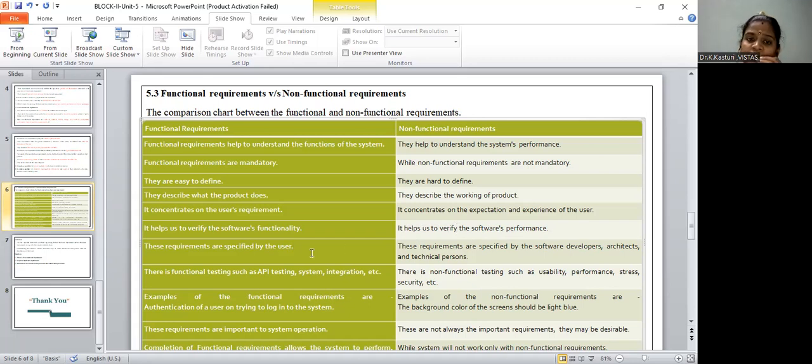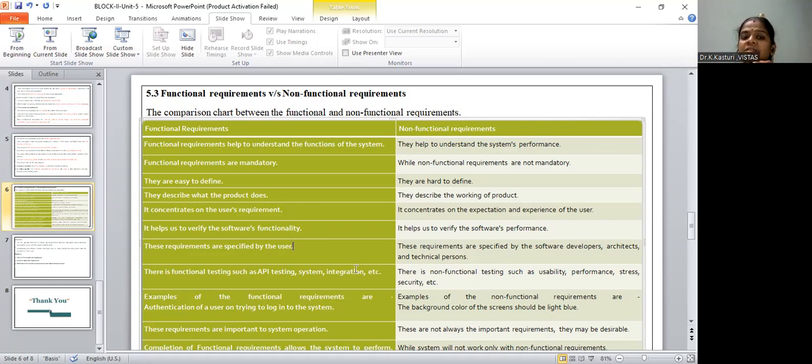Here, functional requirements are specified by the user: so and so requirement, so and so function I need. These are specified by the user. Non-functional requirements are specified by the software developers because the performance of the function will be well known by the developers, technical persons, and architects.